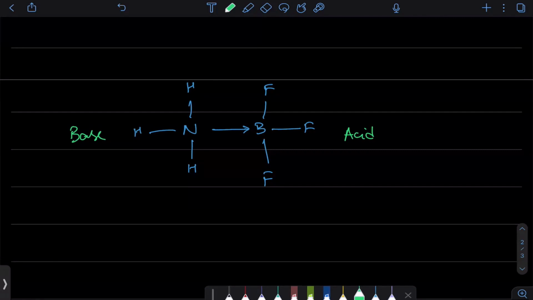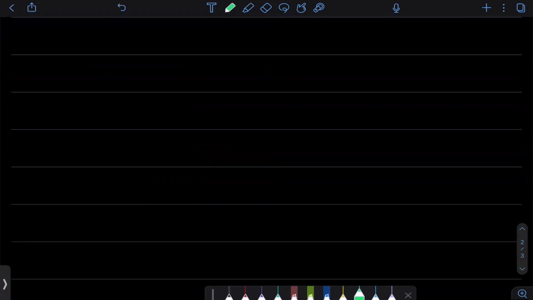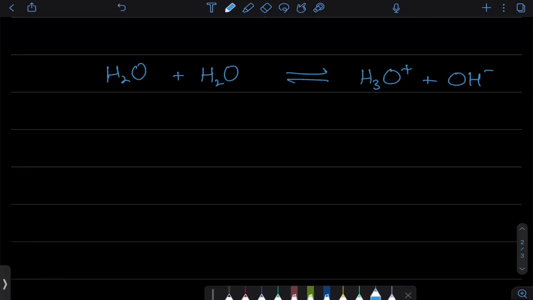And the age-old question of what is water? Let's look at water. Water, if you take two molecules of water, they will do this. What's happening? Over here, this one has an attraction, the hydrogen bond with the other one's hydrogen.